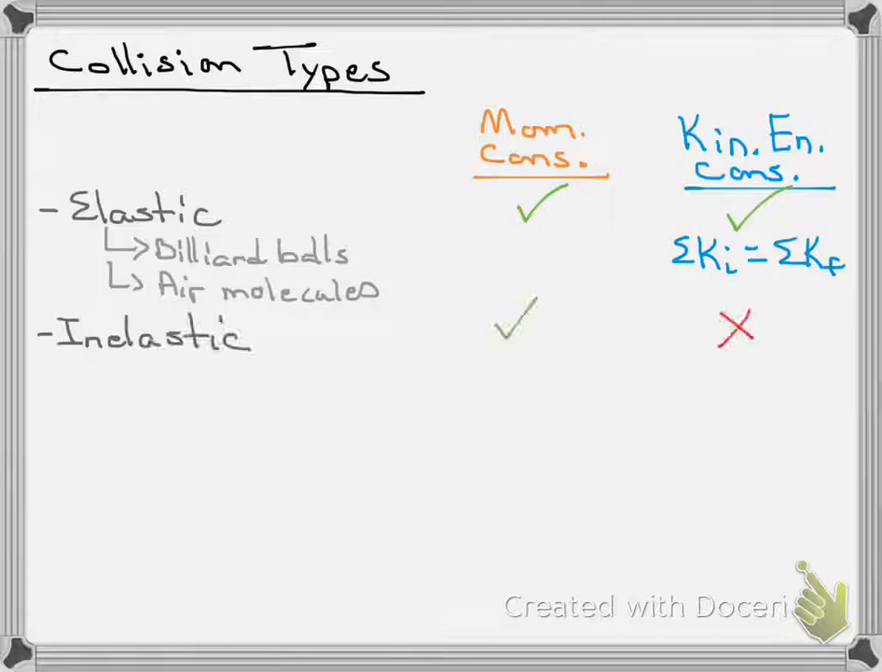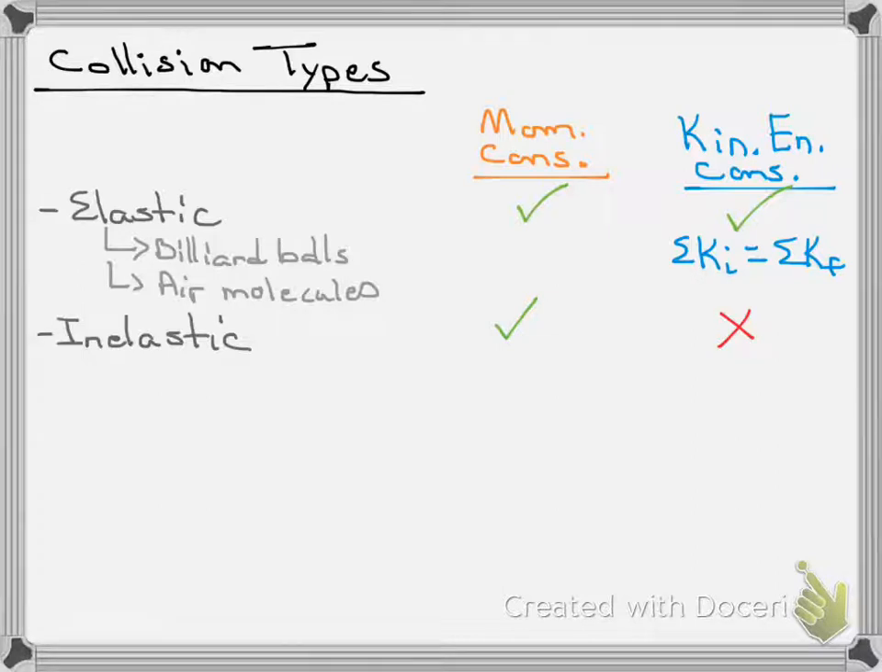The next type of collision is an inelastic collision. In an inelastic collision, what happens is the objects involved in the collision deform, even if only temporarily. For example, like a tennis ball hitting a tennis racket. The ball squishes, the tennis racket strings stretch. They do go back to their original shape, but the fact that they deformed some during the process of the collision means that kinetic energy is not conserved. Some of the energy goes into the actual deformation of the object.